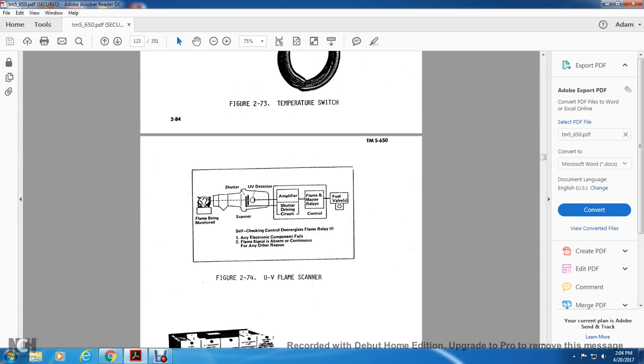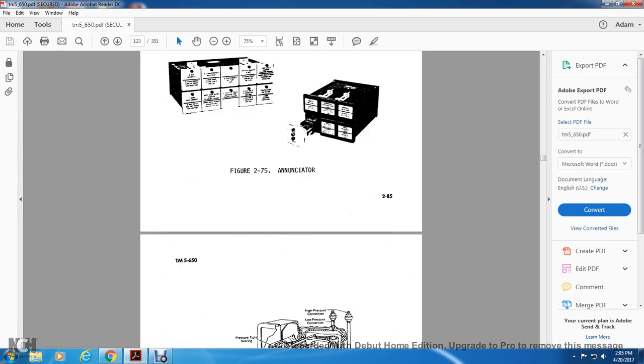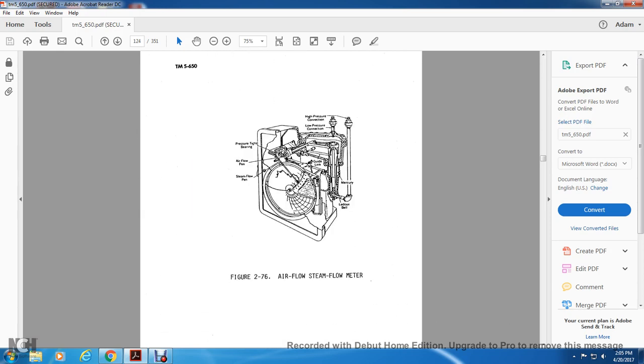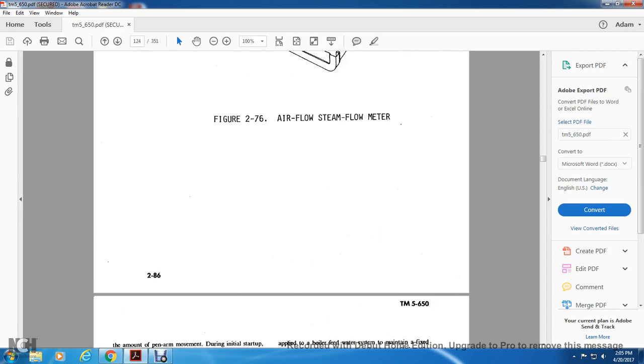Figure 274 shows the UV flame scanner: flame being monitored, shutter, scanner, UV detector, amplifier, shutter driving circuit, flame master control, and fuel valve. It is a self-checking control that de-energizes the flame relay if, one, an electrical component fails, or two, the flame signal is absent or continuous for any other reason. Figure 275 is an initiator. Figure 276 is the airflow steam meter: steam flow pen, airflow pen, bearing, guide link, bell, mercury, low pressure connection, high pressure connection.